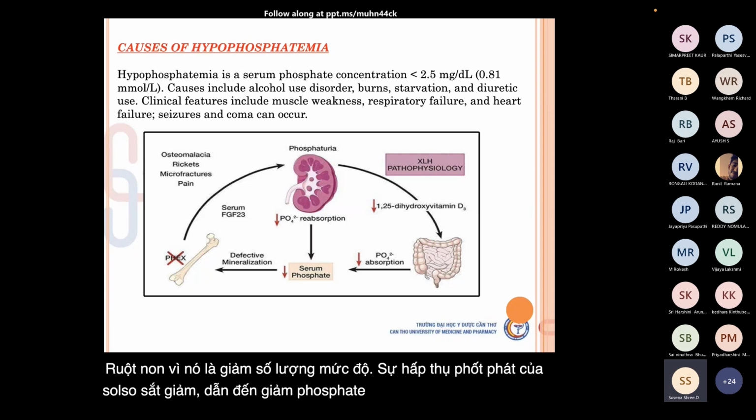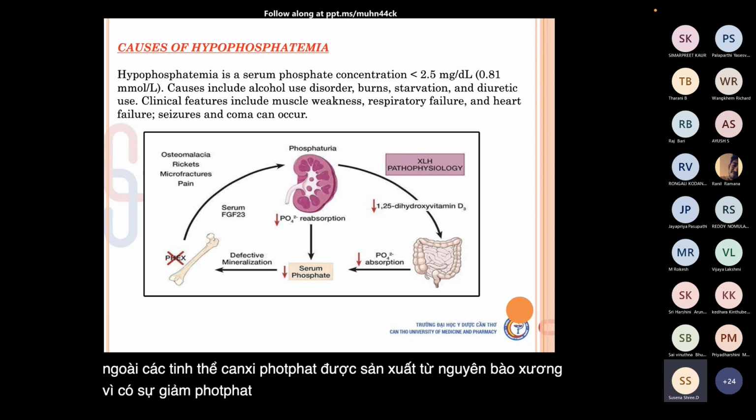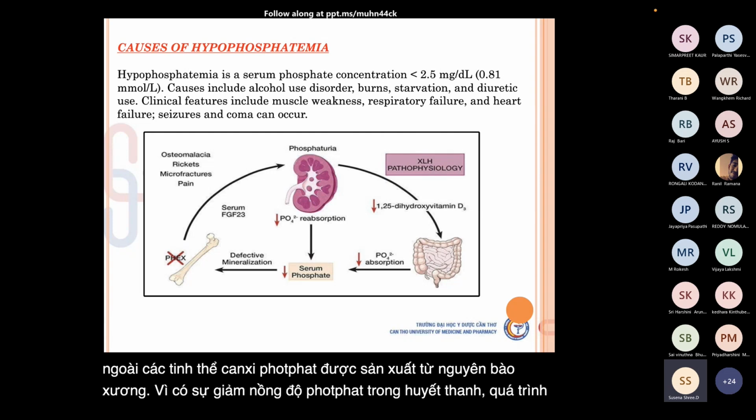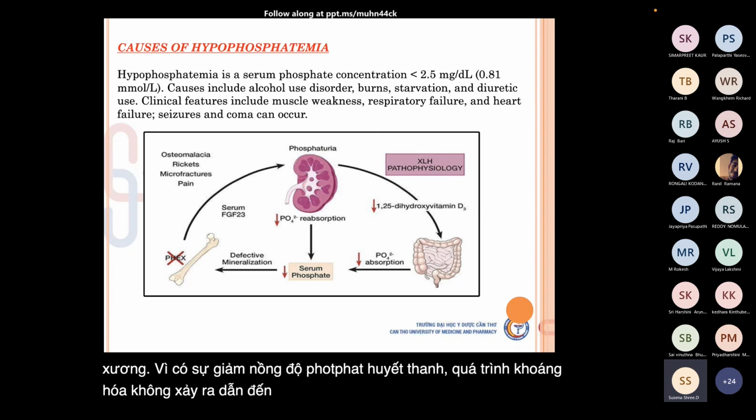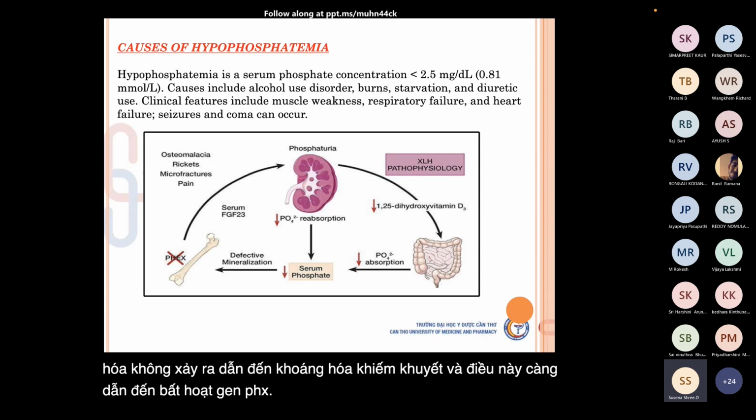Further, it results in defective mineralization. Mineralization is nothing but calcium phosphate crystals being produced from the osteoblast. As there is a decrease in serum phosphate level, the mineralization process does not occur, which leads to defective mineralization. And this further leads to PHEX gene inactivation. Next slide.